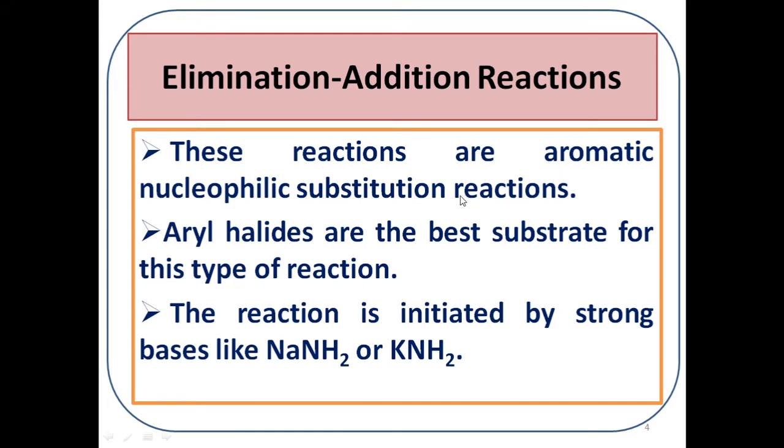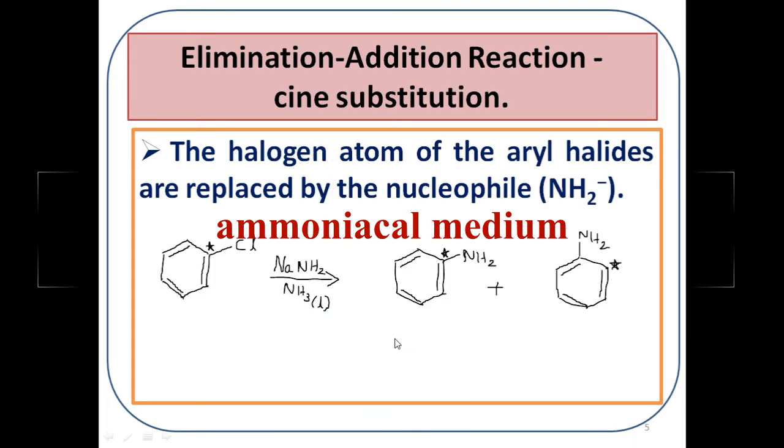These are those reactions which come under aromatic nucleophilic substitution reactions. Here in this type of reactions, generally aryl halides are the substrate for the reaction. And the reaction is initiated by strong bases like NaNH2, that is sodamide, or potassium amide. And the reaction is usually carried out in ammonia medium, liquid ammonia medium.